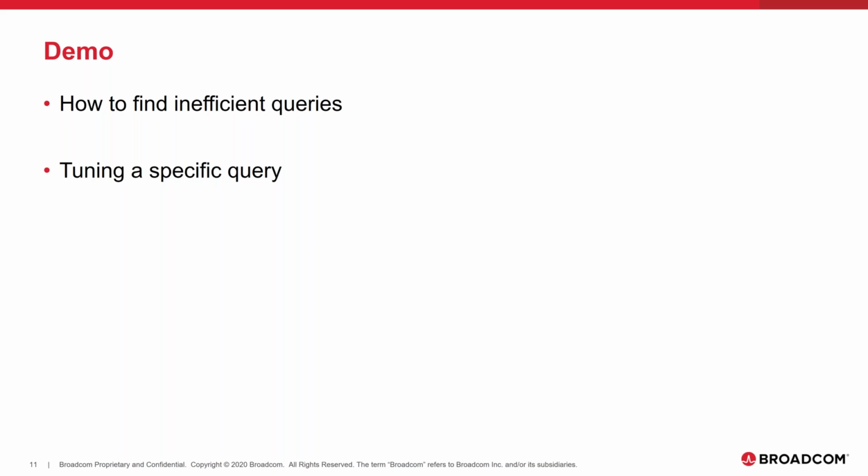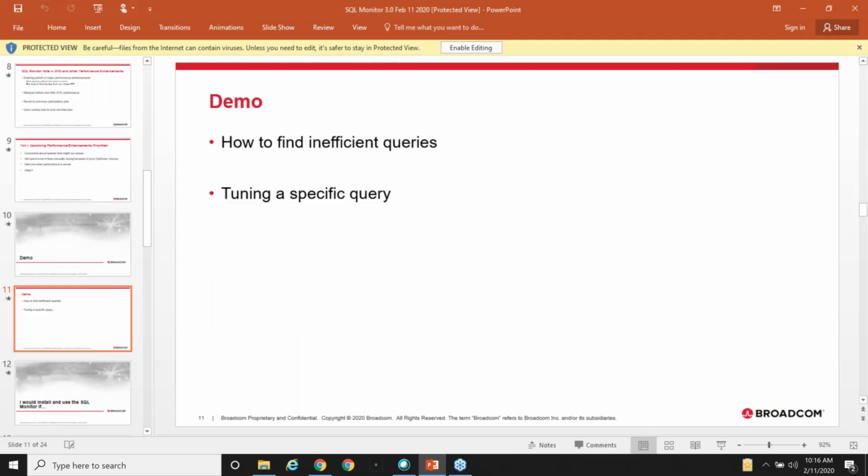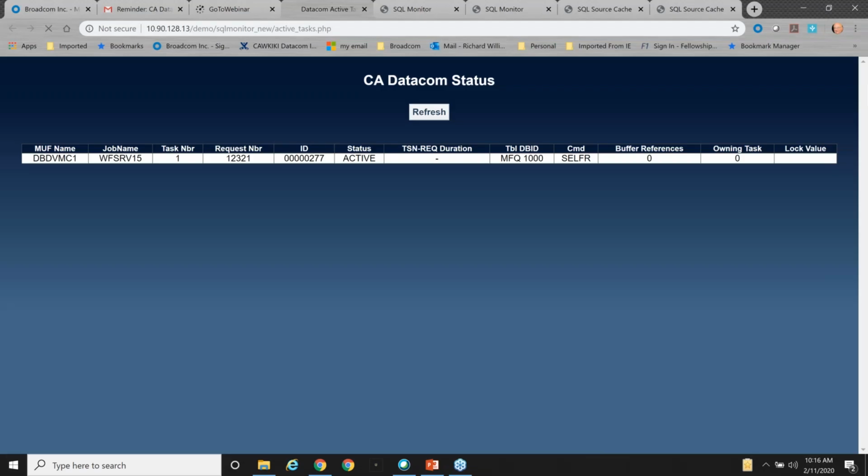Let me see if I can switch over. Yep. So here is the COM status page. And it's just like you would normally see with the COM status. You can still see what's running, what the current request is and so on. And it's set up right now to automatically refresh and take another snapshot every 10 seconds, or you can just click the refresh button anytime you want.